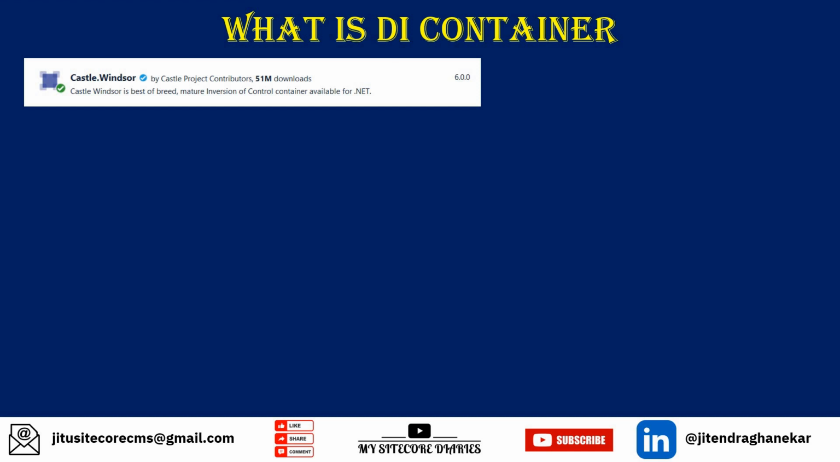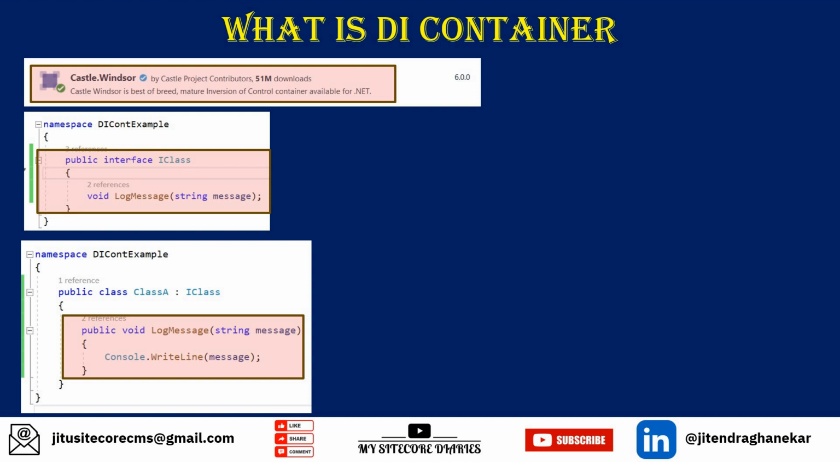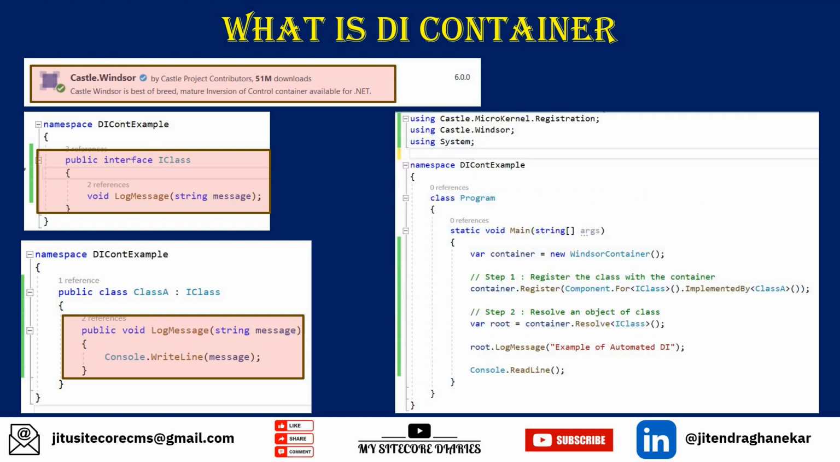One of the NuGet packages which you can use for dependency injection is Castle Windsor. Once you apply this NuGet package from the package manager, I will show you how it will be implemented. First of all we create the interface as usual. Then we create the service class, my service class, where I am implementing the log message. Now we will see how Castle Windsor, the DI container, is used. This is my main class where I am trying to use this.